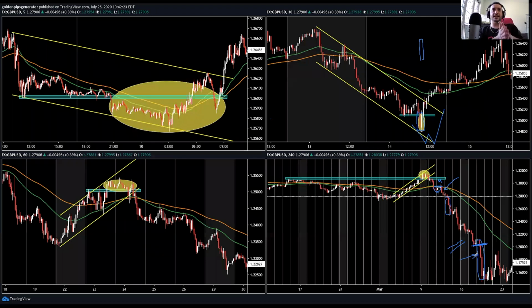So fractal nature is not about your analysis. It's not about you finding the direction. It's about literally just a better understanding of how this market works.